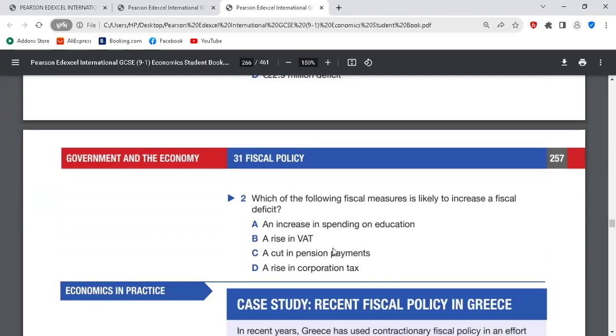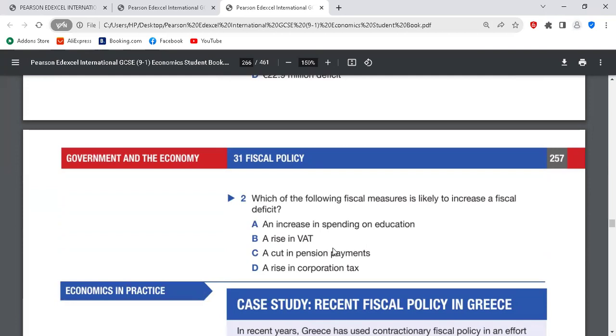The next one. Which of the following fiscal measures is likely to increase a fiscal deficit? Fiscal deficit. Why did you choose spending on education? Because it's a fiscal deficit. No. I don't understand this question. But why did you choose A? My point is, please don't always guess.